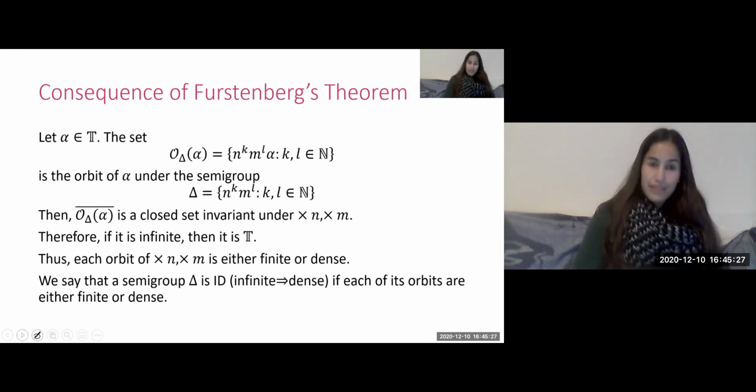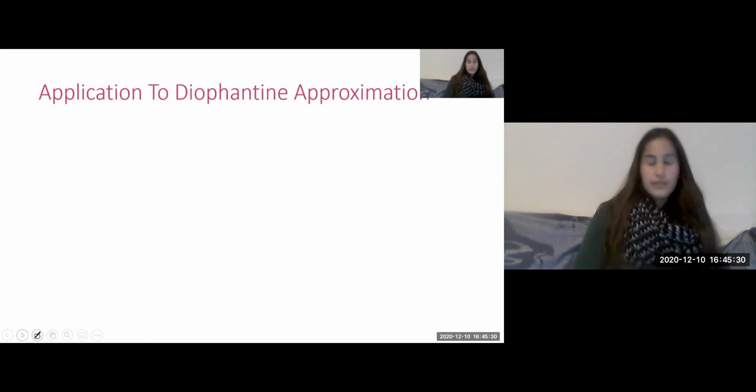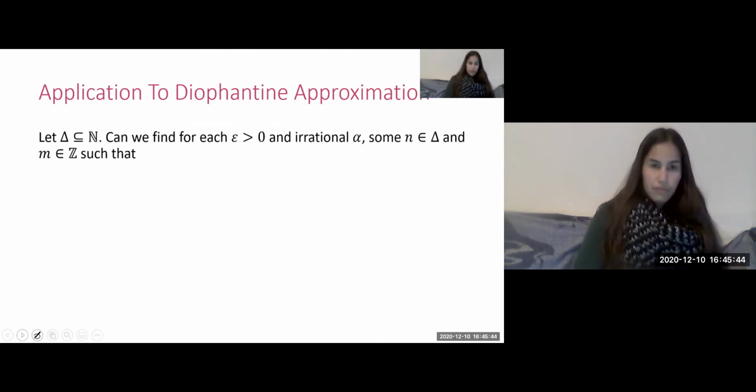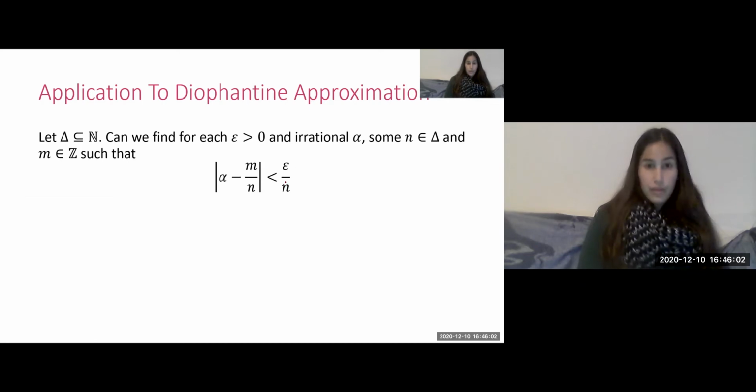So now let's talk about a nice application of this theorem. This is going to be an application to Diophantine approximation, which is a field of number theory which discusses how well you can approximate irrational numbers with rational numbers and their denominators. More precisely, if we have a set of denominators, delta, can we find for every epsilon and every irrational number alpha some n from the set of denominators and some m in Z, such that alpha is close to m divided by n up to epsilon divided by n? That is, we can approximate alpha very well with a rational that has a denominator from the set of denominators that we chose.